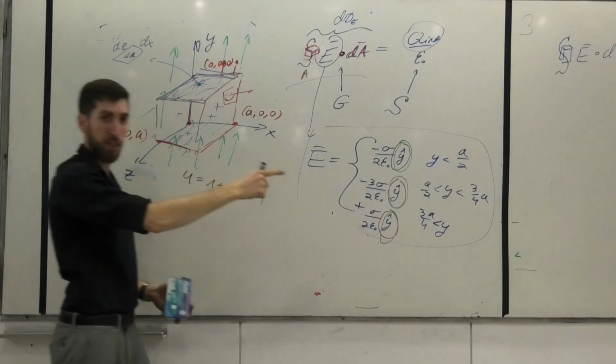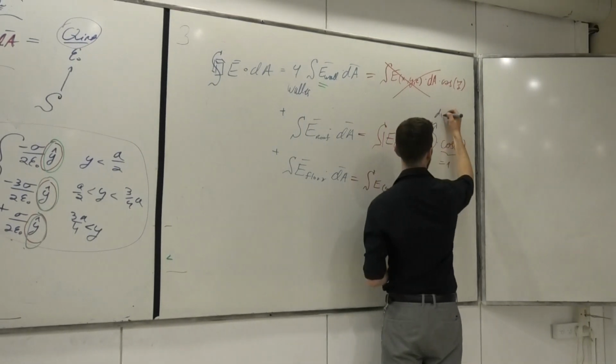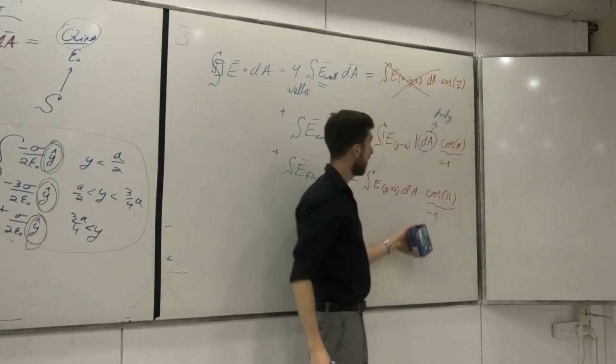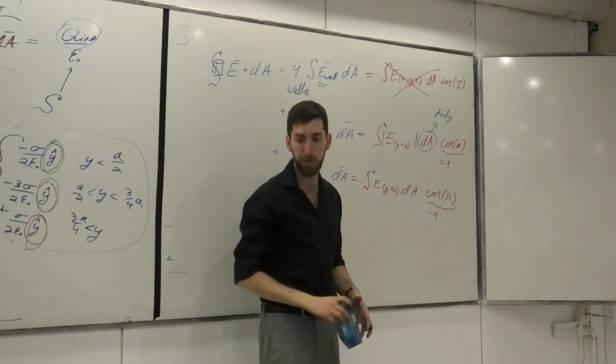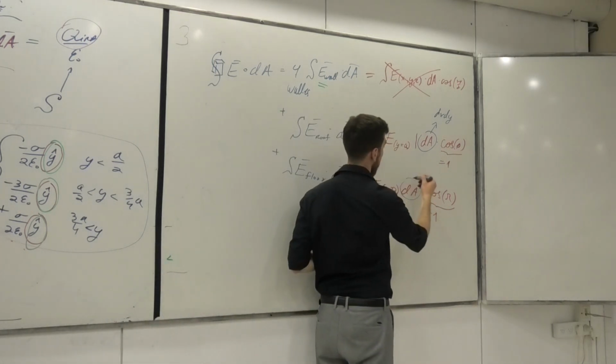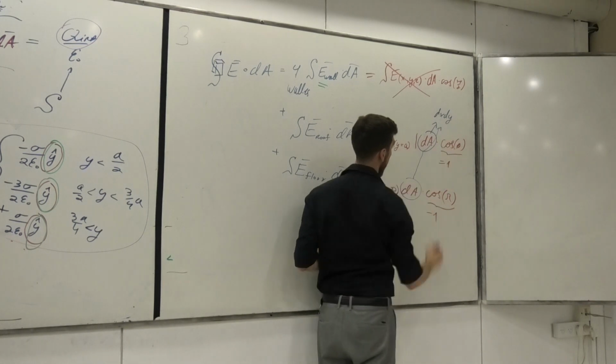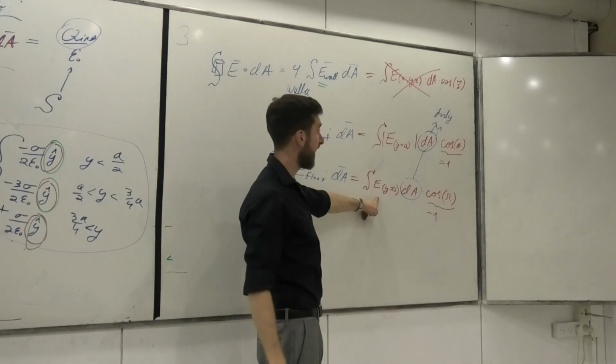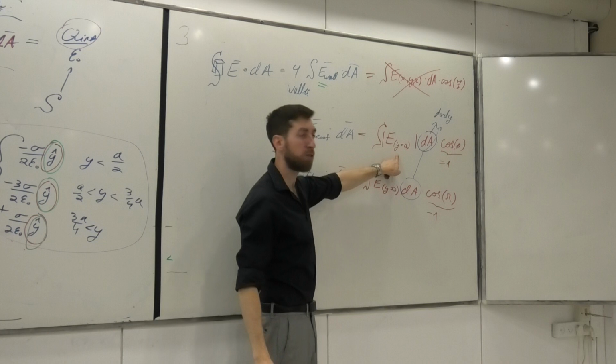I just want to say that this dA is actually dx multiplied by dy. That's all I want to say. Got me? Yes. Perfect. So this one is the same as this one, right? And this E is a constant, right?